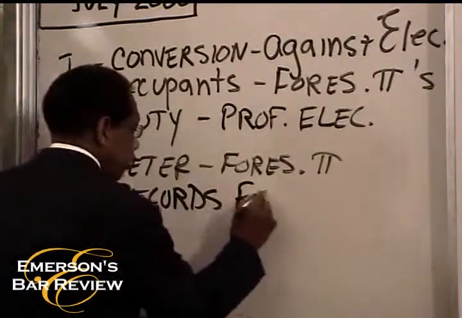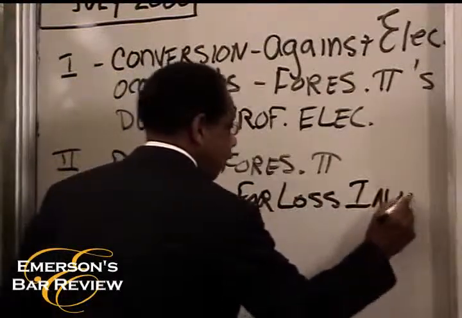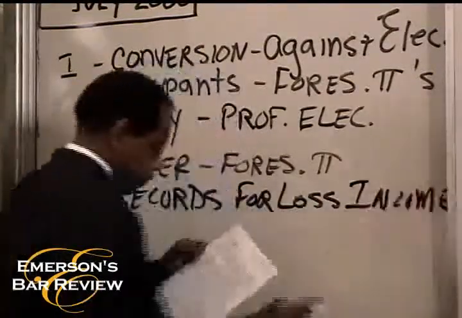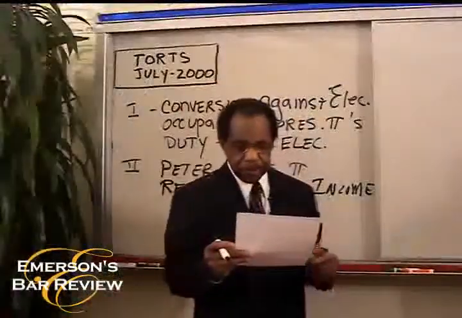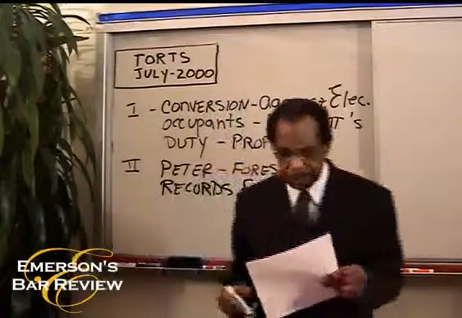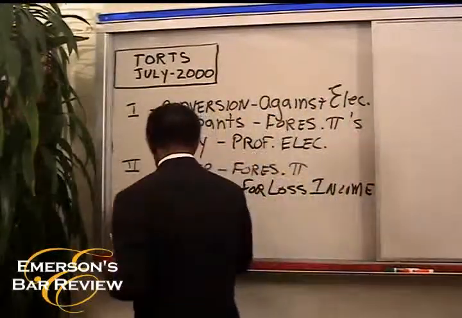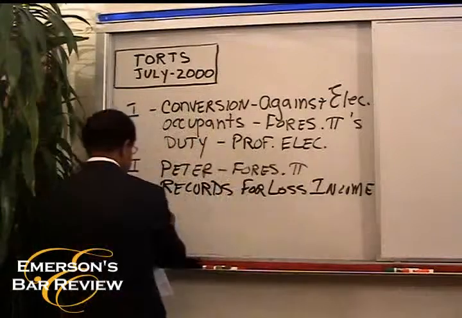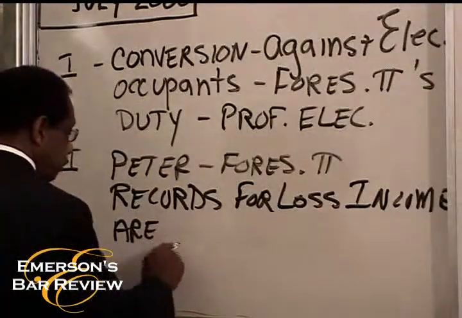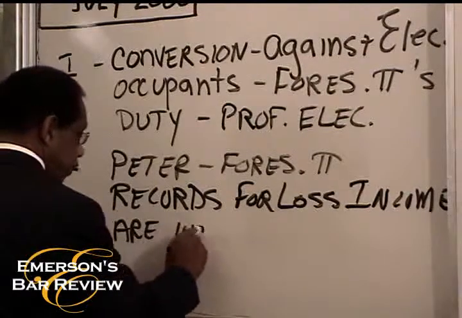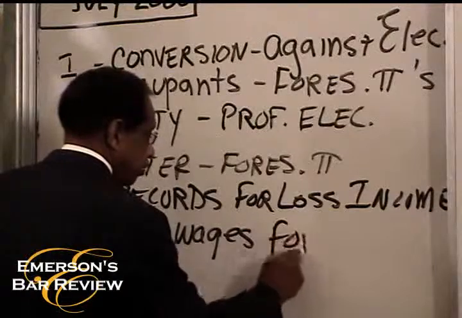For loss of income. He employs several highly paid computer operators and technicians. Well, these employees, we know they're going to be out of work. So we're going to ask here, are the wages to these employees? This is a foreseeable injury.